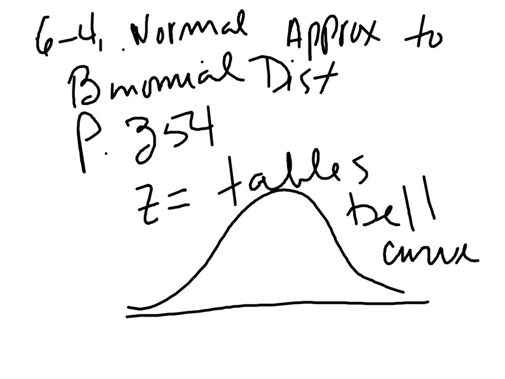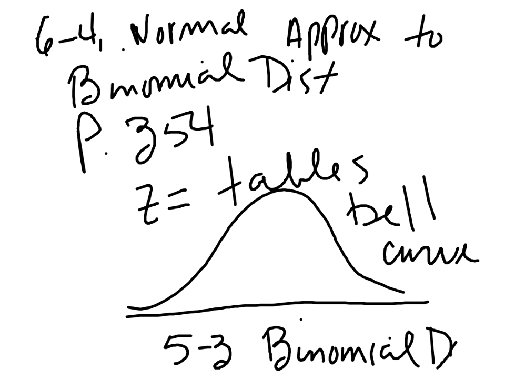Okay, the best way to understand what's going on with 6.4 is to go back and take a quick look at 5.3, in which they introduced the binomial distribution. Briefly, you may recall we had a formula. We used the formula for a while until they told us that there are some binomial tables that we can use.